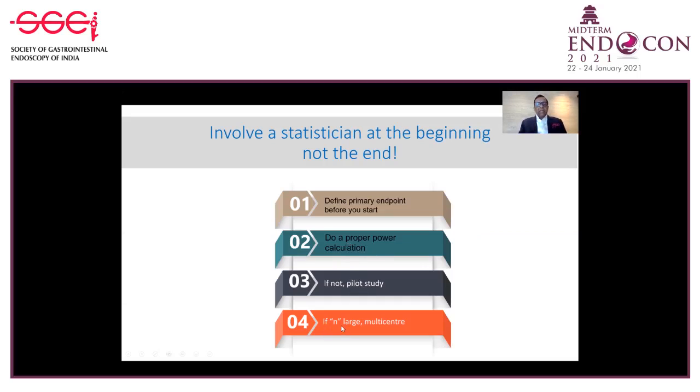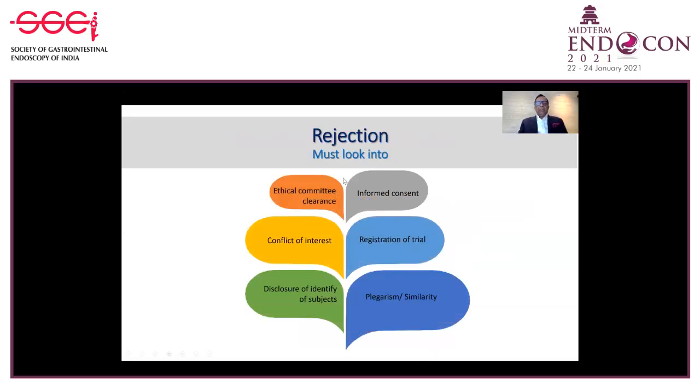If you want to do a large number, as per the requirement of the power, do a multi-center study across centers in the country or across the various continents. Before you submit, to avoid rejection, you must look into and mention ethical committee clearance and informed consent. You must look into conflict of interest. It is always a good idea for a trial to be registered online in the clinical trial registration. This really improves the status of your manuscript.